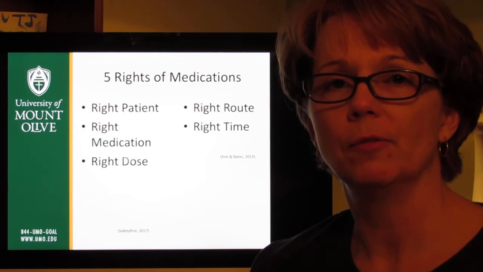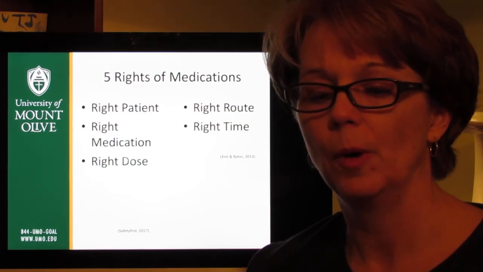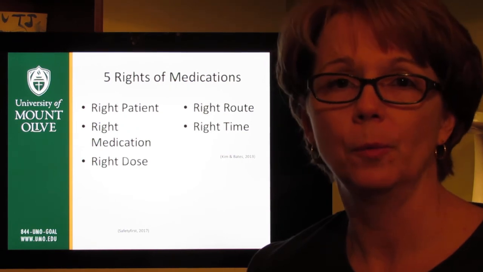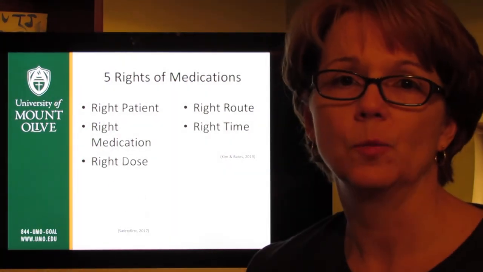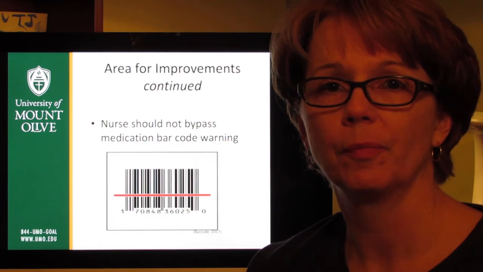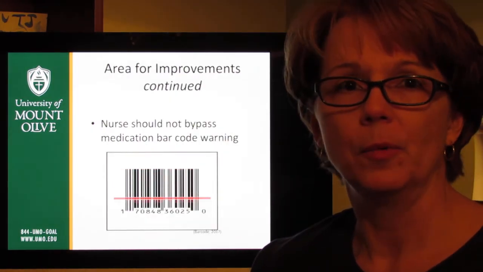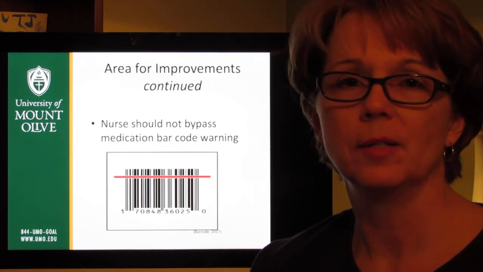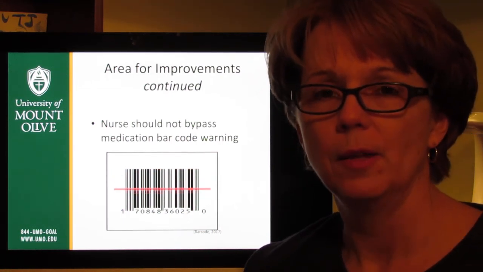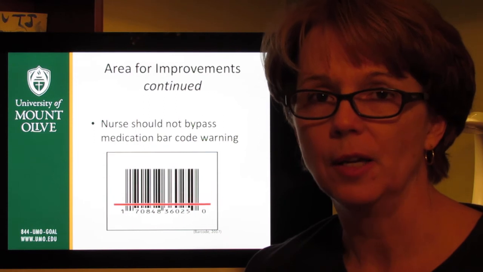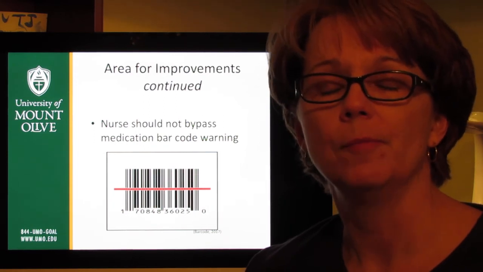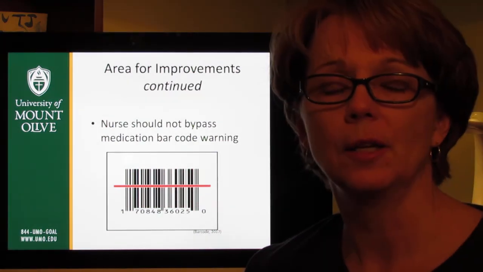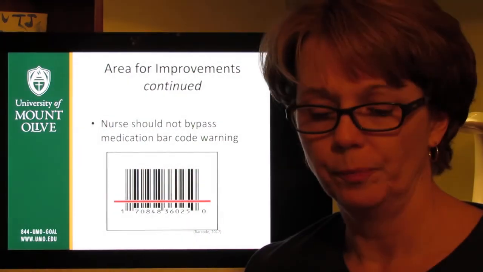We can talk about the 5 rights of medication administration: the right patient, the right medication, the right dose, the right route, the right time, and that is what keeps everybody safe. The other thing that we need to talk about is barcode medication and bypassing the warning system that's in place for everybody's safety. The nurse should heed the barcode warnings that are applied when she scanned the medication.